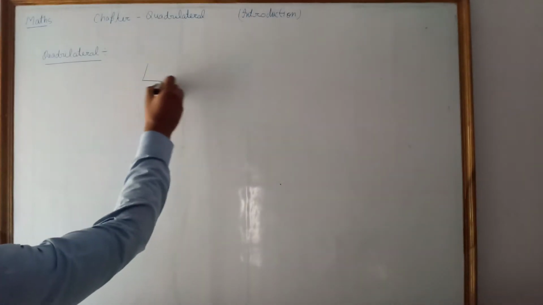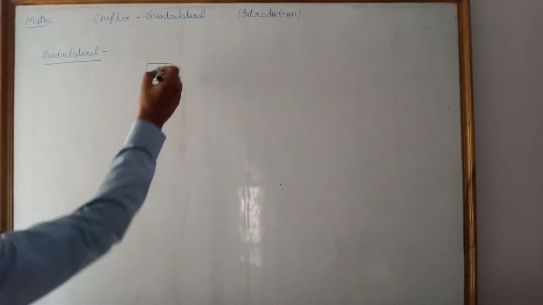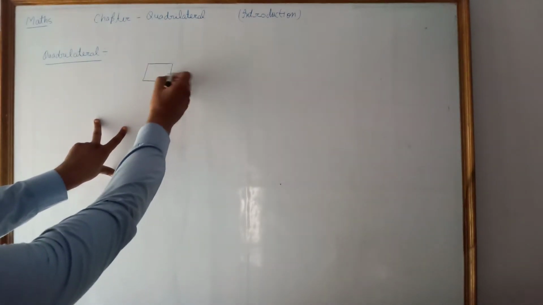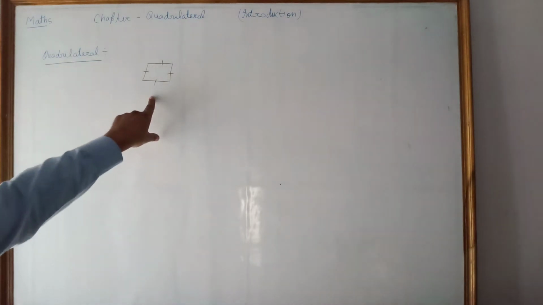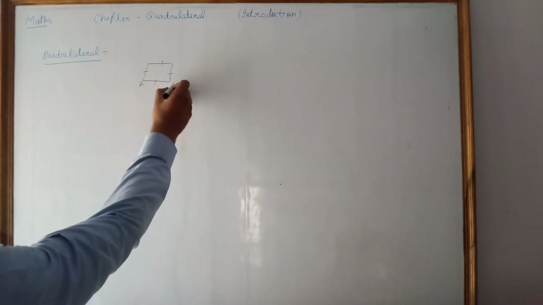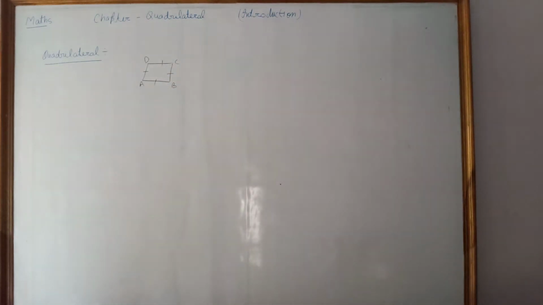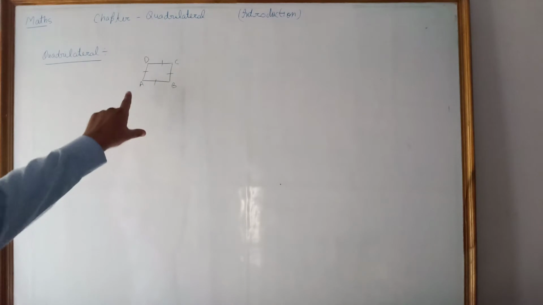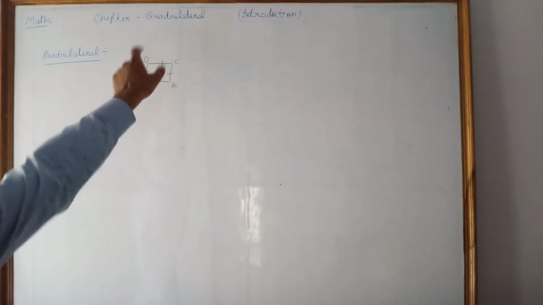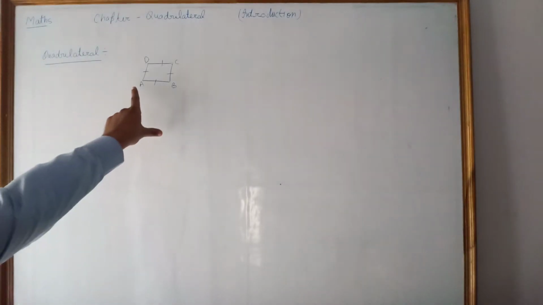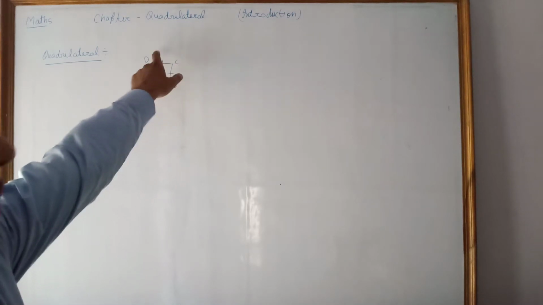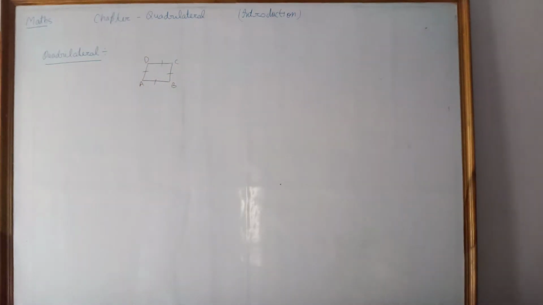This is a quadrilateral. These 1, 2, 3 and 4 are the sides and it is closed. A, B, C, D. It contains 4 vertices: vertex A, vertex B, vertex C and vertex D. And 4 sides: first side AB, second side BC, third side CD and then DA.